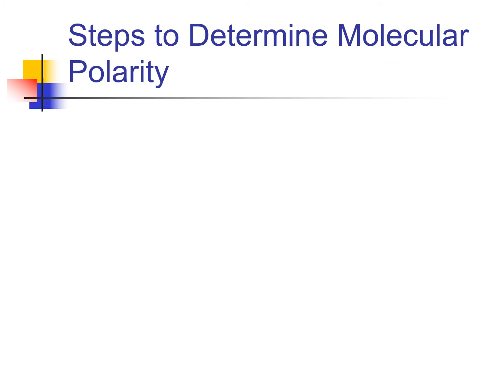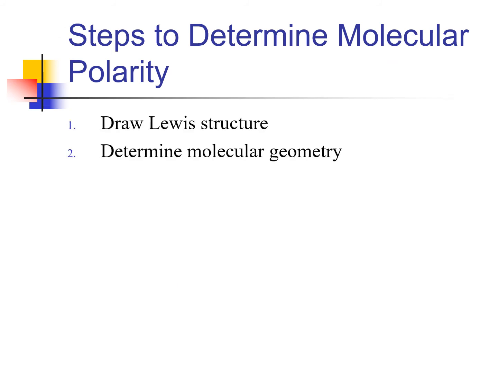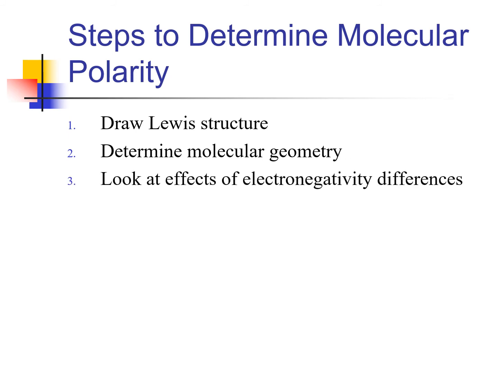Now, steps to determine molecular polarity. 1, draw the Lewis structure. 2, figure out the molecular geometry. 3, look at the effects of electronegativity differences. In other words, is each bond polar or not? Here's the simple version.